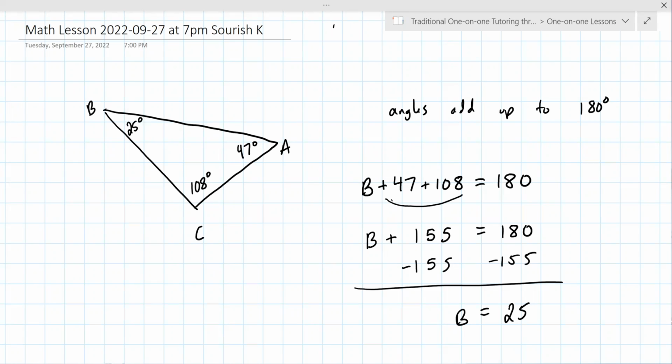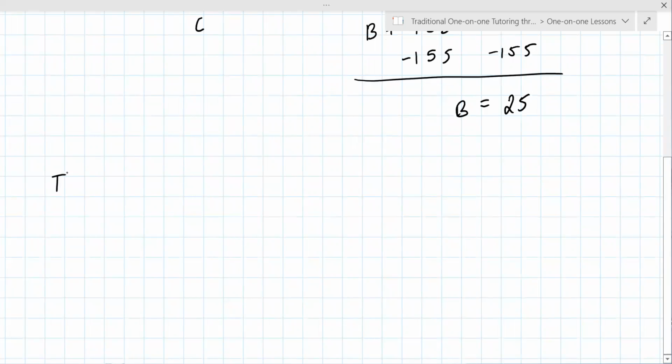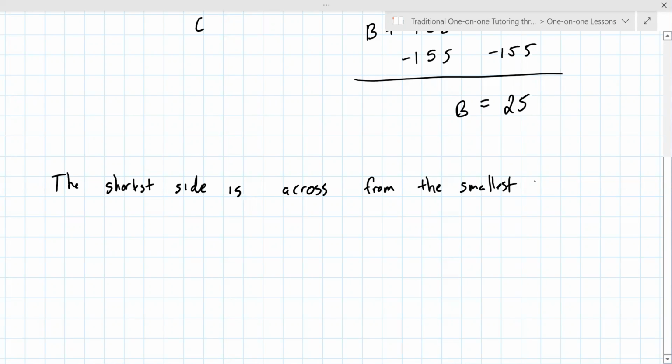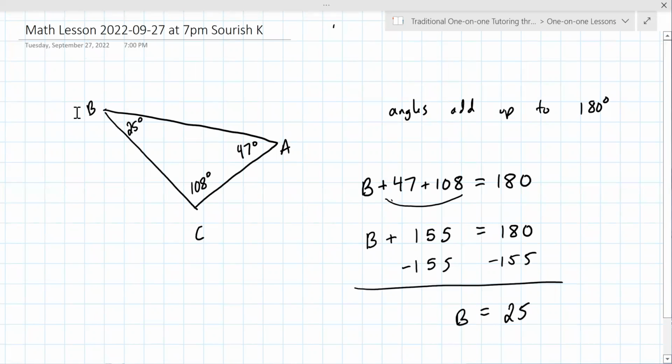And the instructions actually say to determine which is the shortest side. Now, I'm going to write some words down. These are important. The shortest side is across from the smallest angle. Okay, so now which is the smallest angle out of these three?